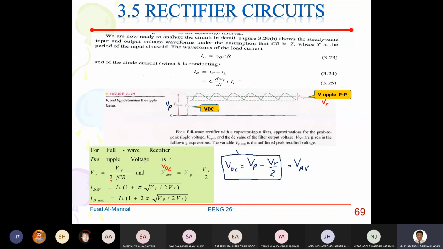For the full wave rectifier here, V ripple is equal to VP divided by 2FCR. Why 2? Because you are dealing with double the amount of voltage of the half wave rectifier, and that's why you multiply this by 2. Therefore VDC will be this one here, and the currents will be the same as before.